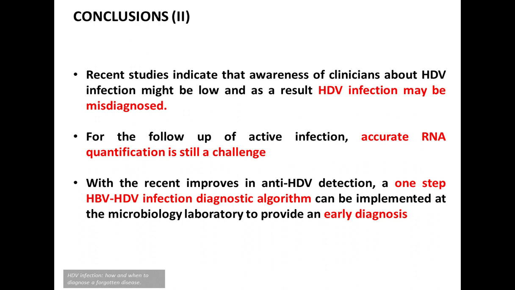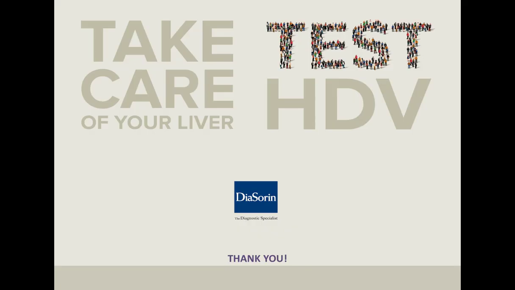Recent studies indicate that awareness of clinicians about hepatitis delta virus infection might be low, and as a result, delta infection may be misdiagnosed. For the follow-up of the active infection, accurate RNA quantification is still a challenge. And finally, with the recent improvements in anti-delta detection, a one-step hepatitis B virus, hepatitis delta virus infection diagnostic algorithm can be implemented at the microbiology laboratory to provide an early diagnosis of the co-infection. Thank you for your attention, and now is time for questions.